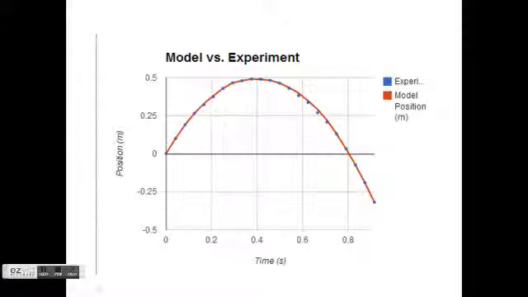Now, if we had thrown the ball with a slightly higher initial velocity, then the ball would remain in the air longer. It would take longer to reach its maximum height before it started falling back down again. And then the opposite would be true if we had thrown it with a smaller velocity. It would reach the maximum height a lot faster.